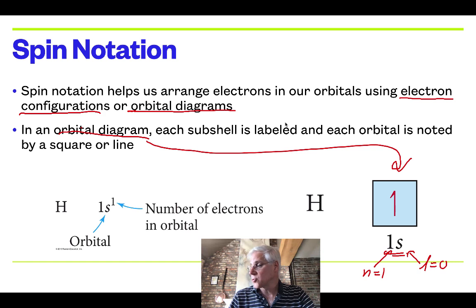Now, if we want to do an electron configuration, we have this right here where we have our orbital listed, the 1s, and then in a superscript, we write the number of electrons that are present in that orbital. And so we would read that as 1s1 is how we would say that.